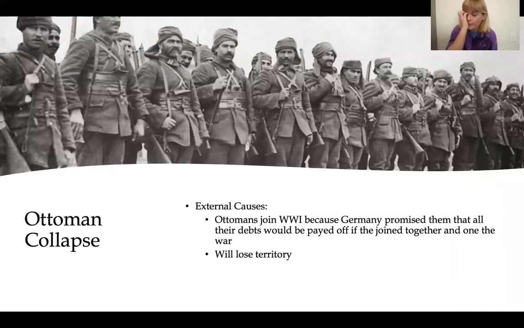Now, external causes. All right, remember, guys, the British and the French were using economic imperialism to control the Ottoman Empire. So both the British and the French, as well as the Germans at the start of World War I, offered concessions to the Ottomans if they would join. And the Ottomans ultimately joined World War I because Germany promised them that all of their debts would be paid off. So they owed a ton of money to the British and the French. And so if the Ottomans came in on the side of the Germans, Germany would make sure all those debts would be gone. Okay.